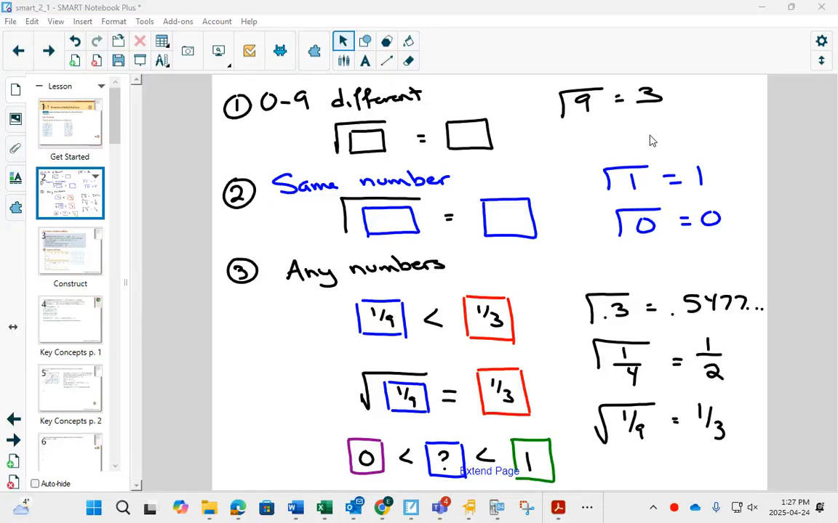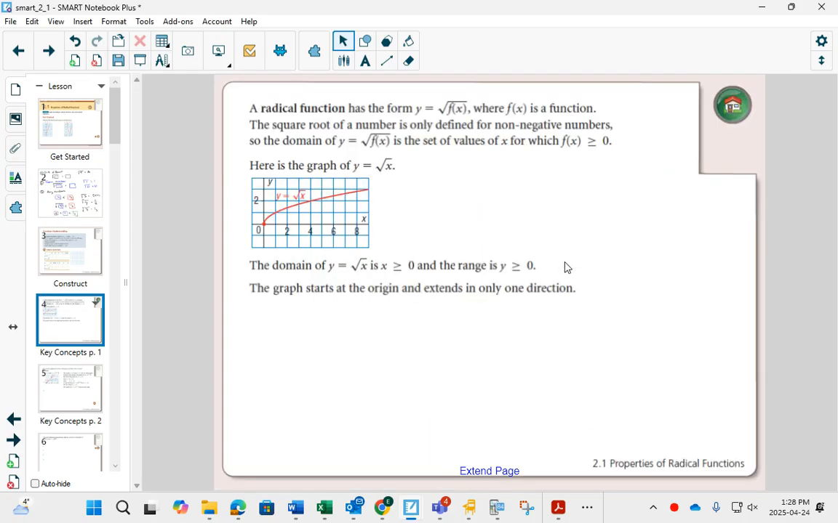All right, so summary from this. Square root a big number, you get a smaller number. Here, really important, square rooting 1 and square rooting 0 stay the same. And then anytime you have a number between 0 and 1, when you square root it, your answer is bigger than what you started with.